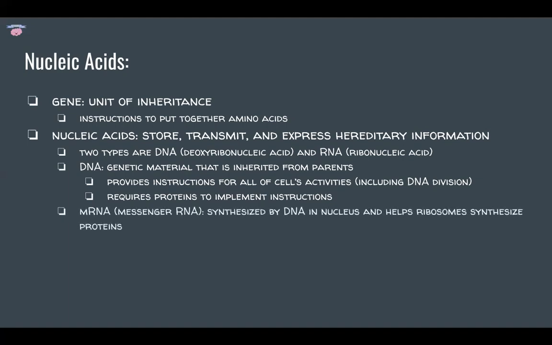So RNA has different types. mRNA, or messenger RNA, is synthesized by DNA in the nucleus and helps the ribosomes synthesize proteins. So we know ribosomes create proteins, and we know DNA has the instructions to create proteins. So how do the DNA instructions get to the ribosomes? That's because of mRNA.